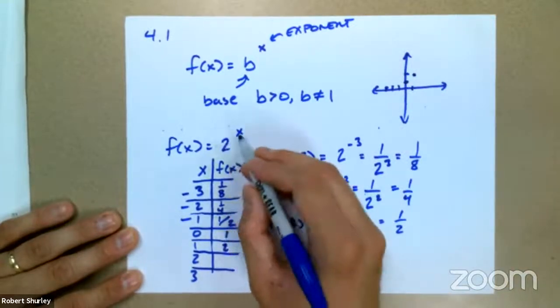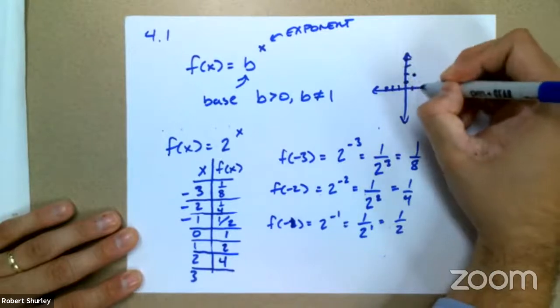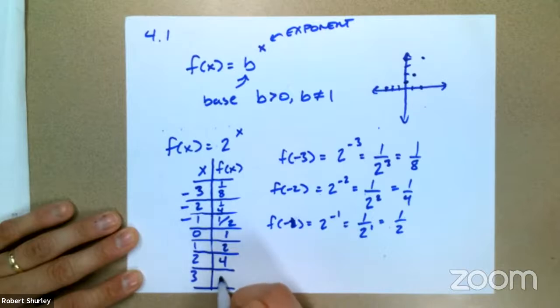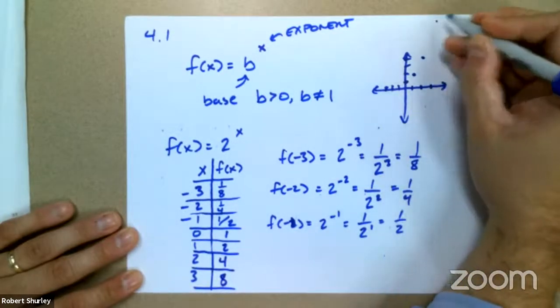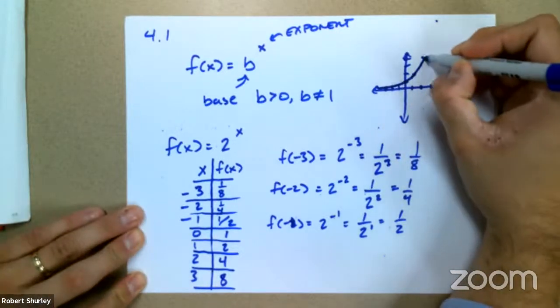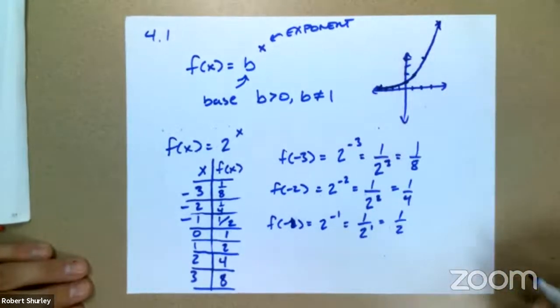If I plug 2 in, 2 squared, that's just 4. We can do that one. All right. And 2 cubed is 8, right? 2 times 2 times 2. There. So the graph looks something like this. And notice it shoots off exponentially, right?